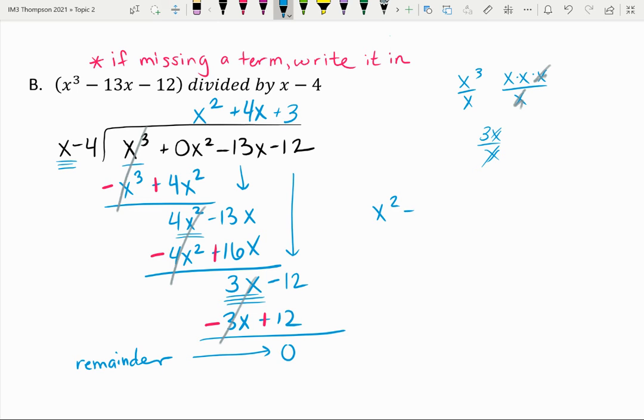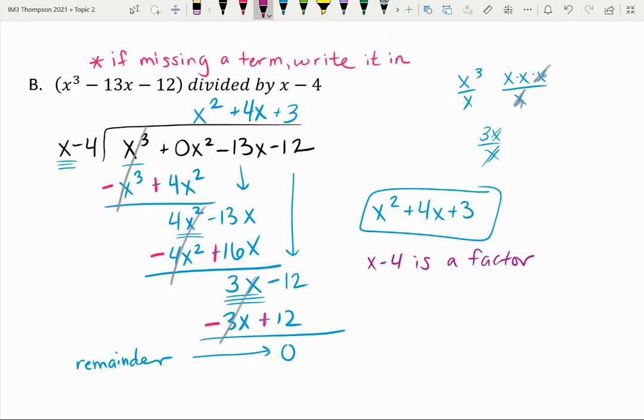Remainder of 0 means my answer is just x squared plus 4x plus 3. It also means that x minus 4 is a factor of the polynomial. That means this is factorable. As we grow and develop in topic 2 and topic 3, we're going to talk about what does that mean when it's a factor? How do I find the zeros of a function? How do I continue to work with what I have left? So we're going to grow from this.